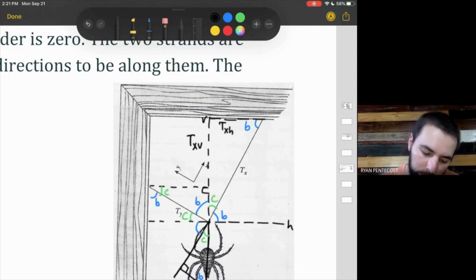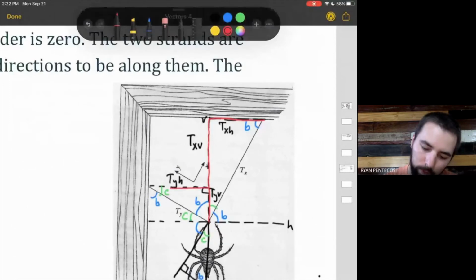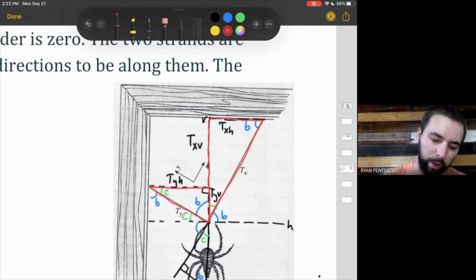Then here, this is tension Y in the horizontal. And this here, let me do that guy there so I can get room to write. This will be tension Y in the vertical. Okay, so we are looking at these triangles to solve our problem. Those are the two triangles we're going to use. So let's pop that back out.